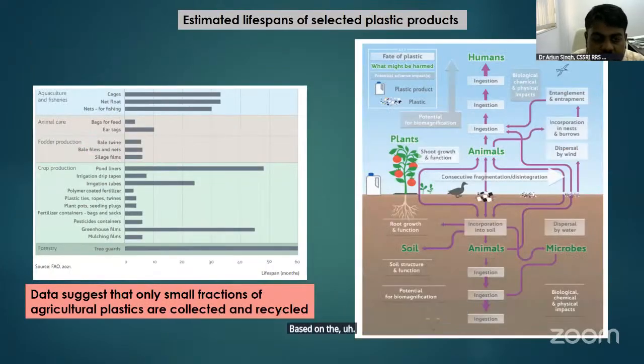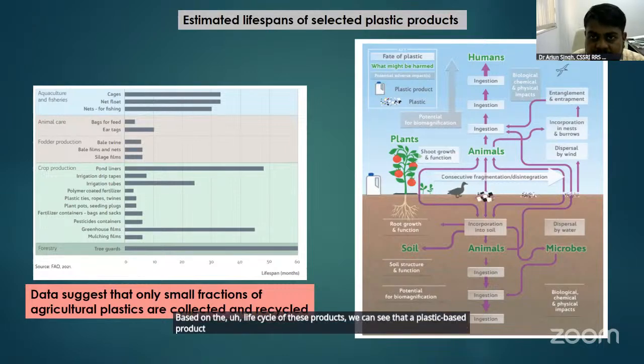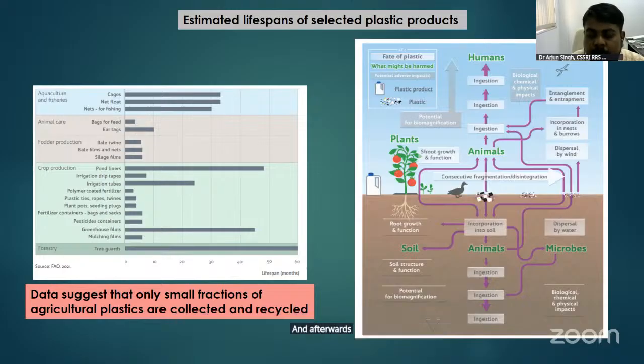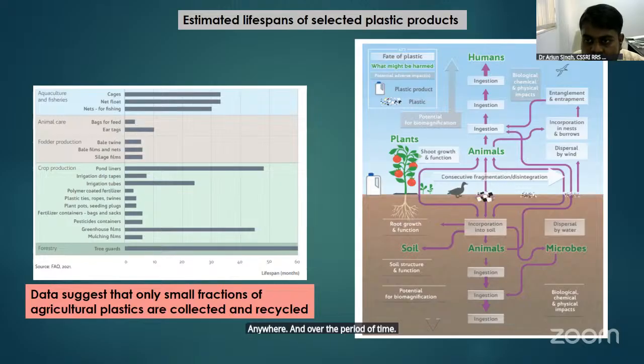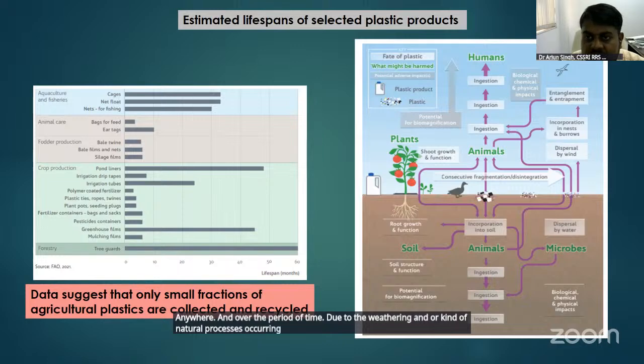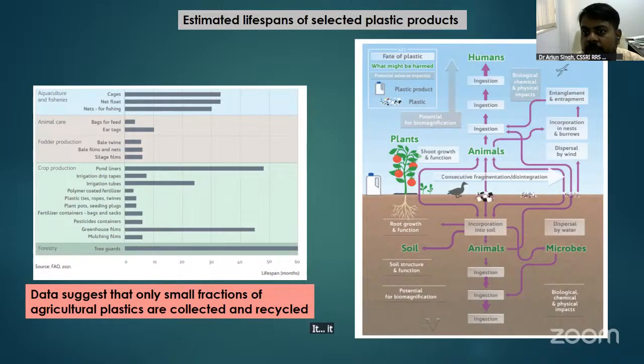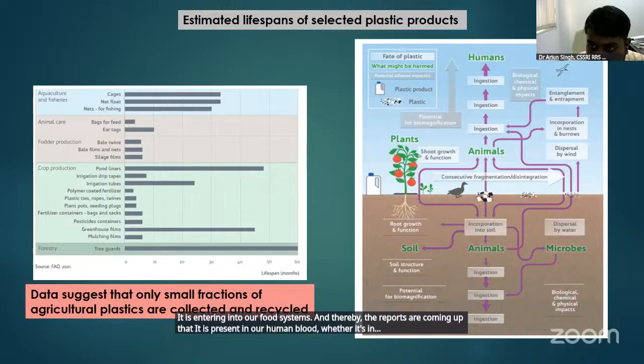Based on the life cycle of these products, a plastic-based product has a life of around 5 years. Afterwards, the problem is that they are left over or thrown into open systems, and because recycling mechanisms are lacking, they are just dumped anywhere. Over time, due to weathering and natural processes, they start to disintegrate, and the smaller fragments, by ingestion or passive uptake by plants, enter our food systems. Reports are coming up that it is present in human blood, in milk, in the fetus, in fruits, in salt and sugar. Everywhere you find some micro debris ending up in our foods.